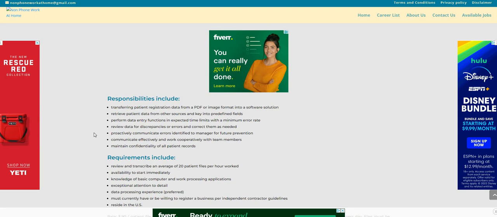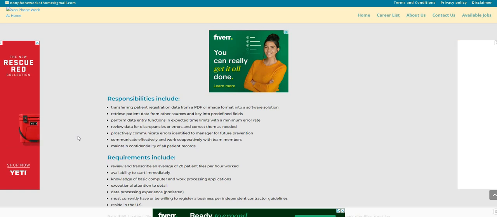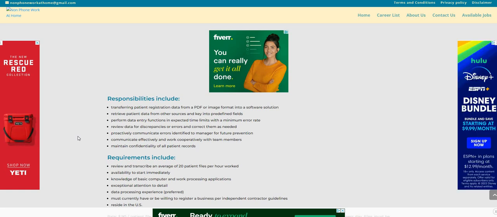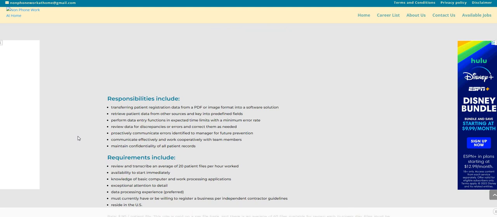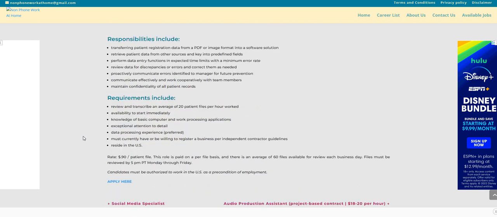Perform data entry functions in expected time limits with a minimum error rate. Review data for discrepancies or errors and correct them as needed. Proactively communicate errors identified to the manager for future prevention. Communicate effectively and work cooperatively with the team members. Maintain confidentiality of all patient records. You will review and transcribe an average of 20 patient files per hour worked.